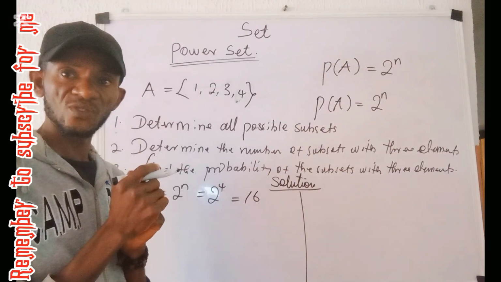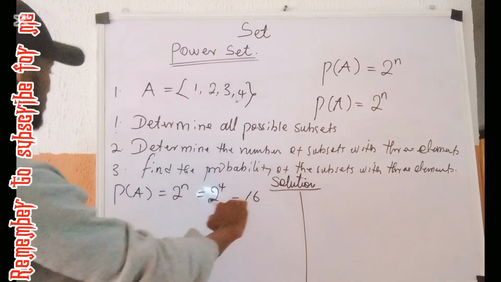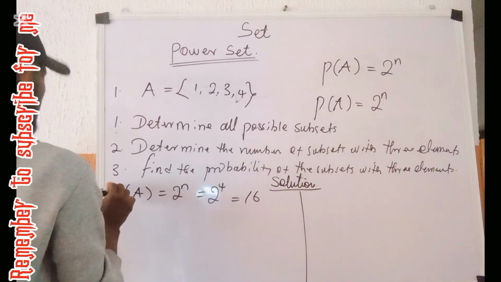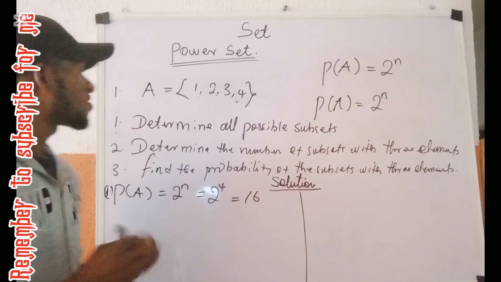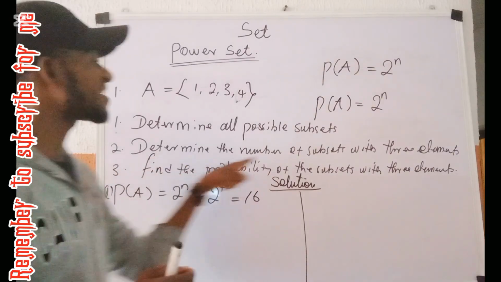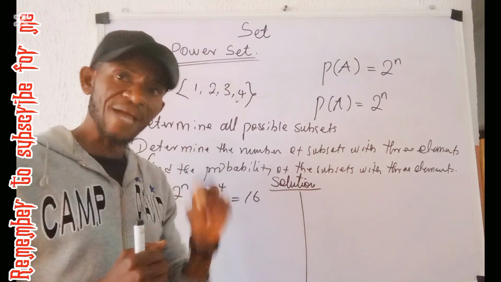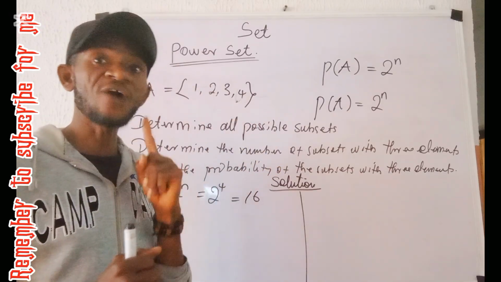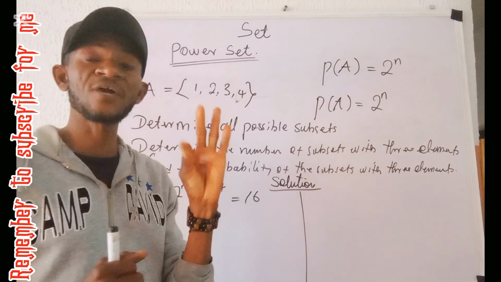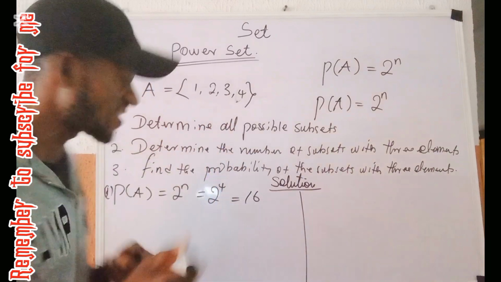Okay. So that is now the first thing. We have answered the first question, which is number 1. Number 2 says that we should determine the number of subsets with 3 elements. To determine the number of subsets with 3 elements, we are going to use a formula of what? Of a combination.